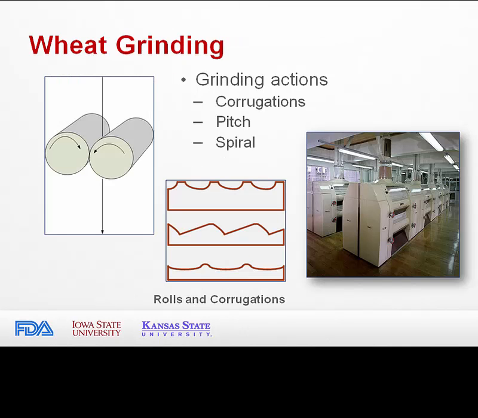After tempering, wheat is ground through a roller mill, where two rolls are turning toward one another. Each set of rolls has different groove cuts, called corrugations, different numbers of corrugations, called pitch, and different pattern of corrugations, called spiral. Each of these changes causes a slight change in the grinding action, which loosens the bran from the endosperm or grinds the endosperm into finer particles.